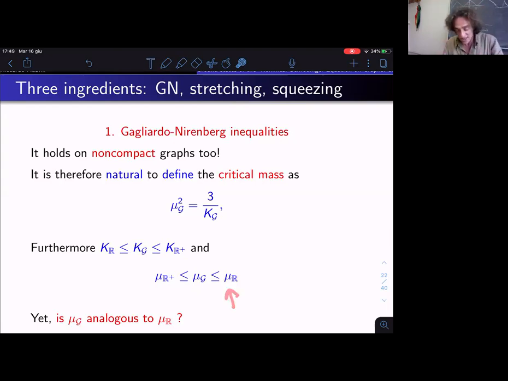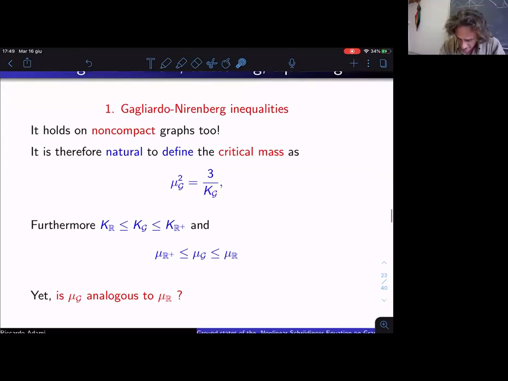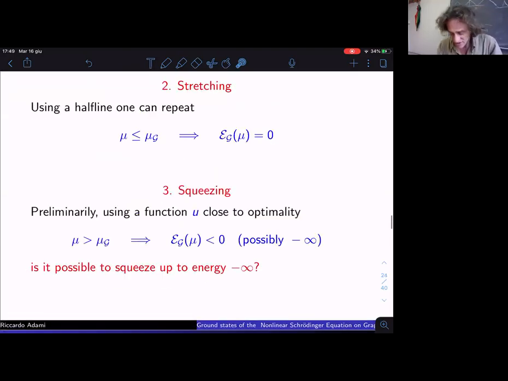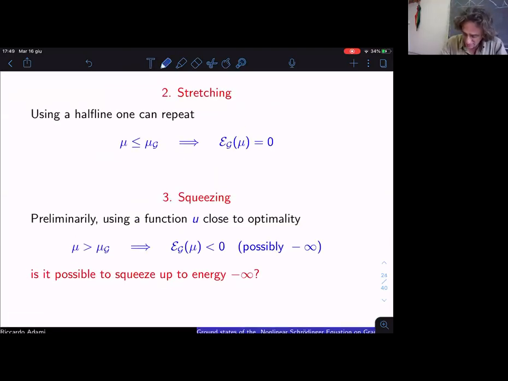mass which is larger than the critical mass on the half line, and smaller than the critical mass on the line. But the question is whether this mu_G that we defined spontaneously plays the same role, whether it discriminates between minus infinity and zero. This is the question. And now, in order to understand it, we have to examine what happens when we stretch and when we squeeze. So, stretching. Stretching means that lambda goes to zero, so our function becomes flatter and flatter when lambda goes to zero.